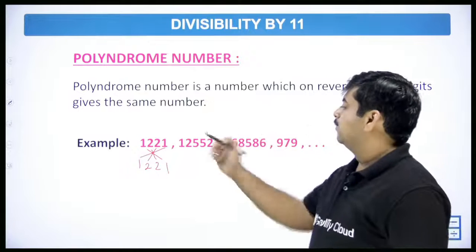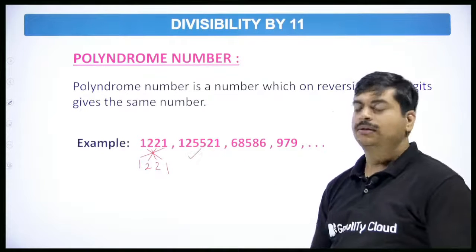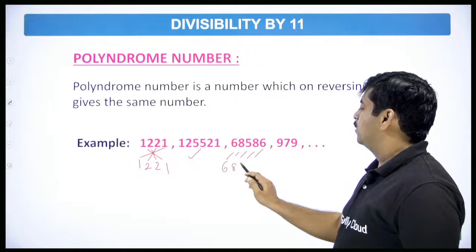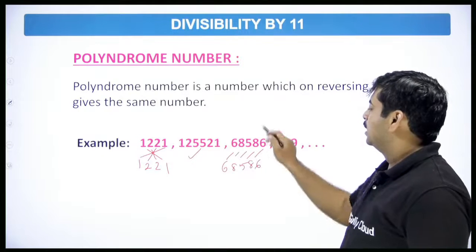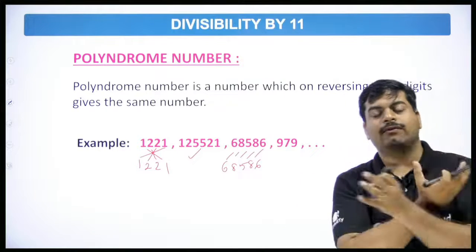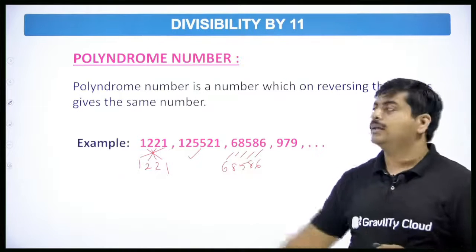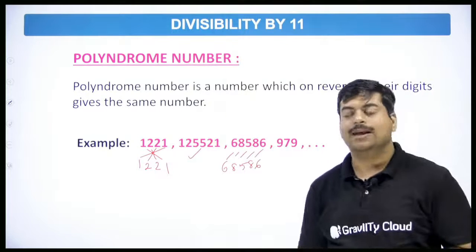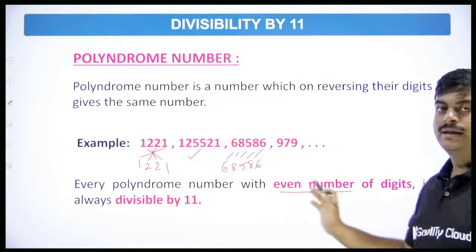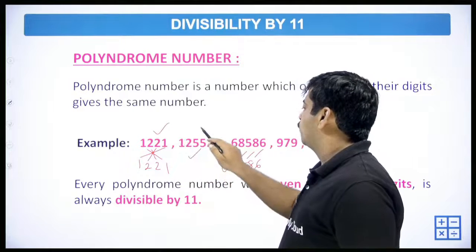In the same way, the reverse of 1, 2, 5, 5, 2, 1 is exactly the same as this one. 6, 8, 5, 8, 6. You can see the same number is being repeated. So when the number is the same even when you completely reverse the order, such numbers are called a palindrome.